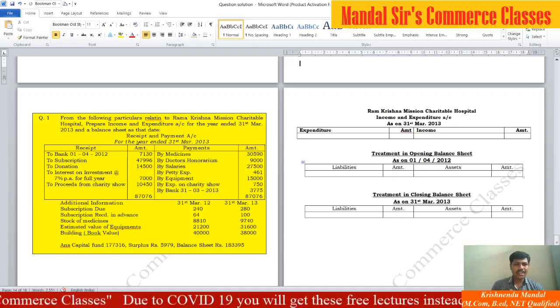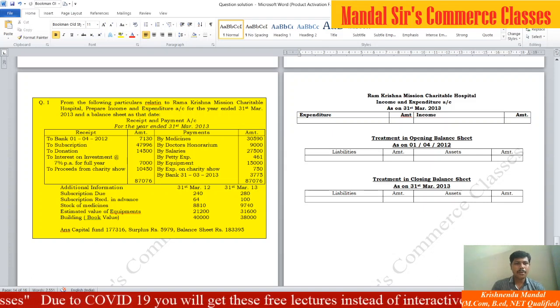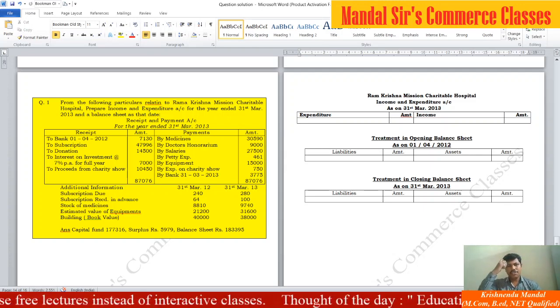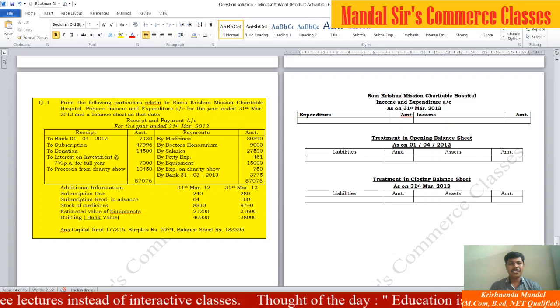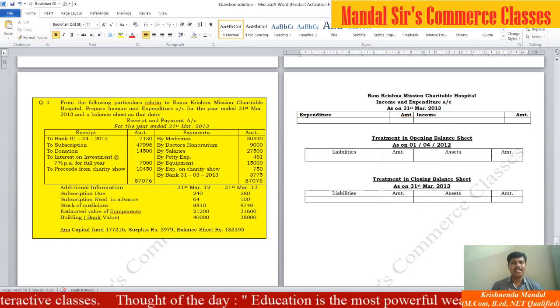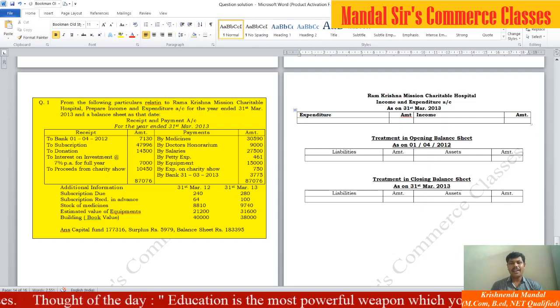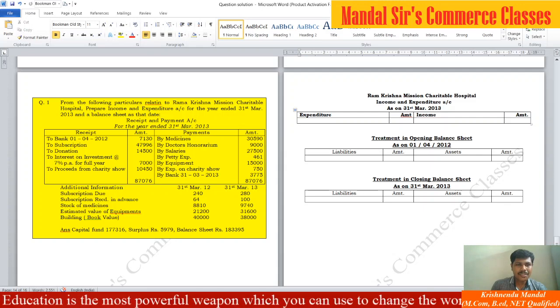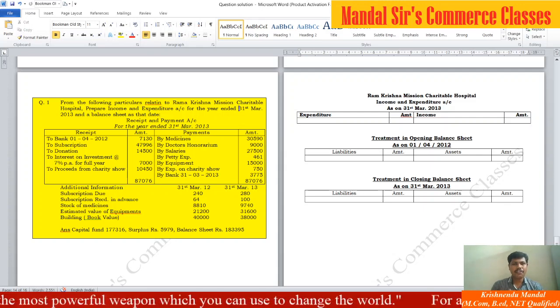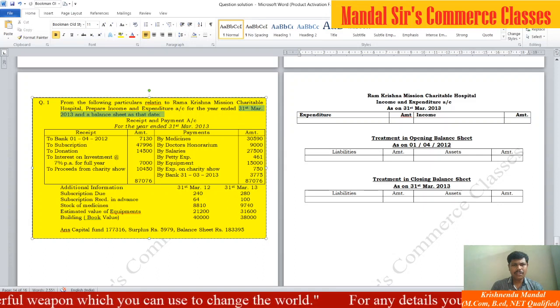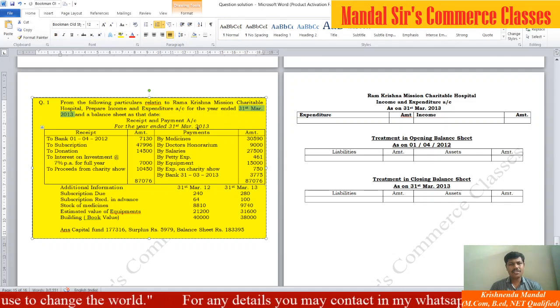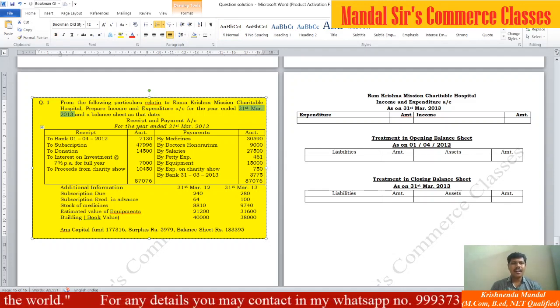The question on our screen is about the Ram Krishna Mission Charitable Hospital. Let's begin by reading the question. From the following information relating to Ram Krishna Mission Charitable Hospital, prepare income and expenditure account. In this question, the name of the club is Ram Krishna Charitable Mission, and the proforma for which is already prepared. This income and expenditure account is prepared for the year ended 31st March 2013. So 31st March 2013 is the last date of the year, and this is the current year.